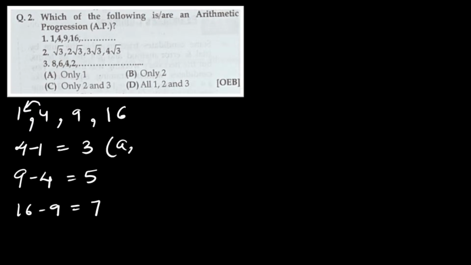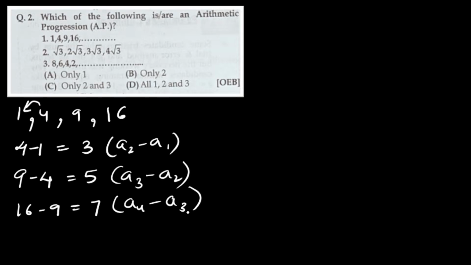So this is a2 minus a1. This is a3 minus a2. This is a4 minus a3. All you have to check. Here you can see all the values of d are different. So that means the first is not an arithmetic progression.